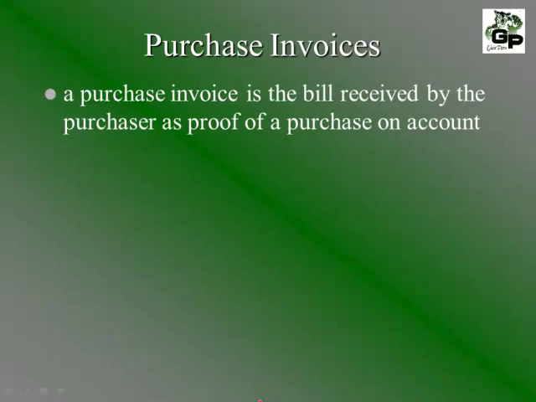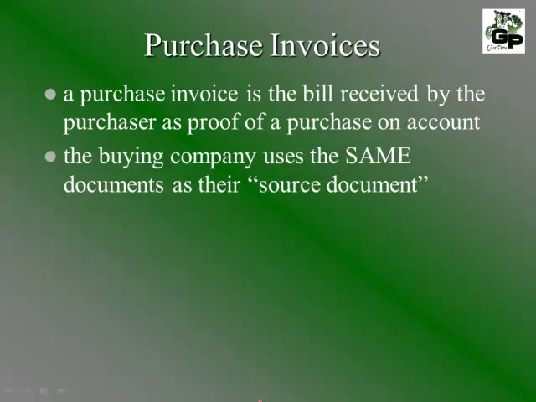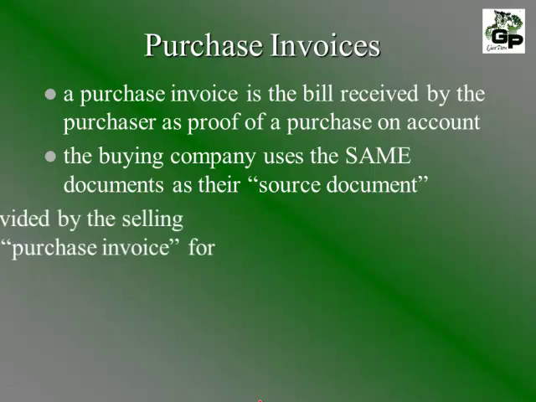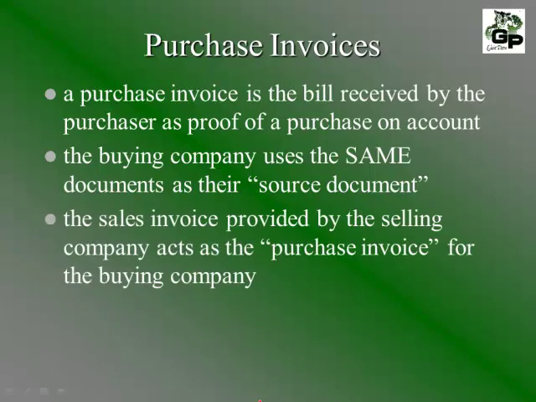A purchase invoice is the bill received by the purchaser as a proof of a purchase on account. It uses the same documents as the source document that came from the selling company. The sales invoice provided by the selling company acts as a purchase invoice for the buying company. So one company calls it a sales invoice, the other one calls it a purchase invoice. So please don't get these confused. Always remember whose perspective you are looking at.